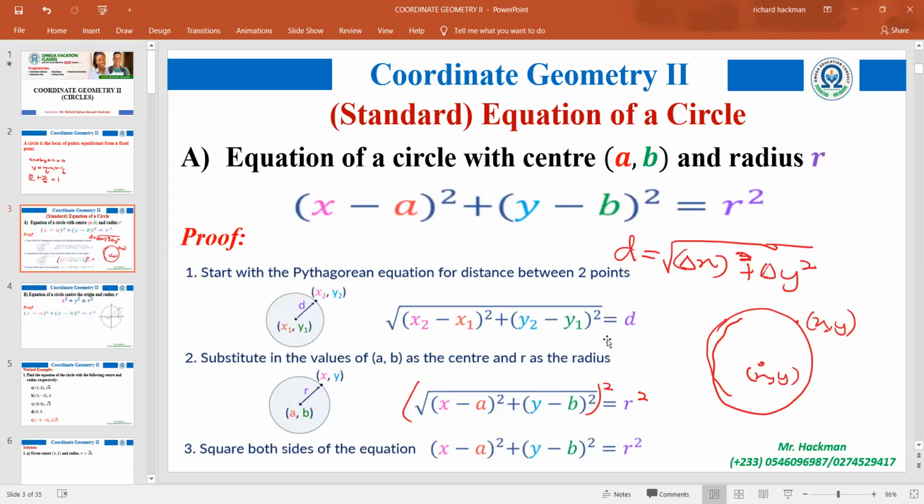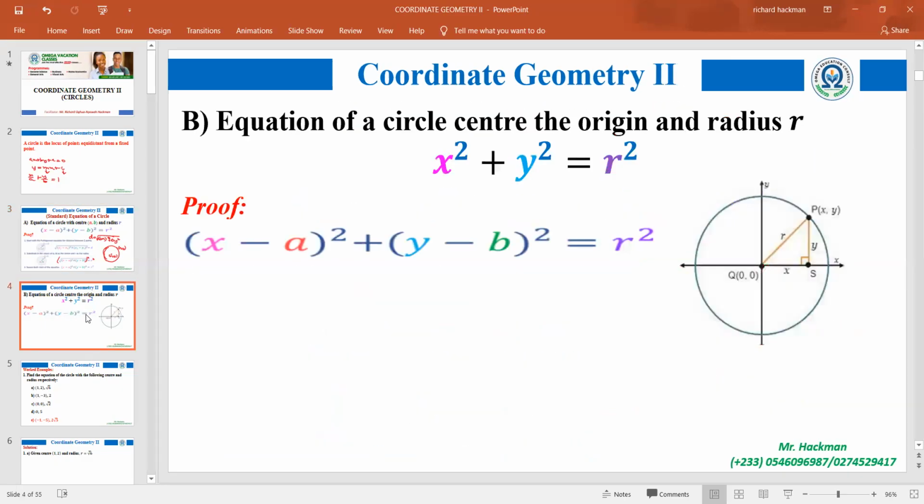So indirectly, what we have done here is make use of Pythagoras' theorem. Please take notes of what we have here. And I said this is for the general case. Now let's look at the specific, or special situation, that is B.